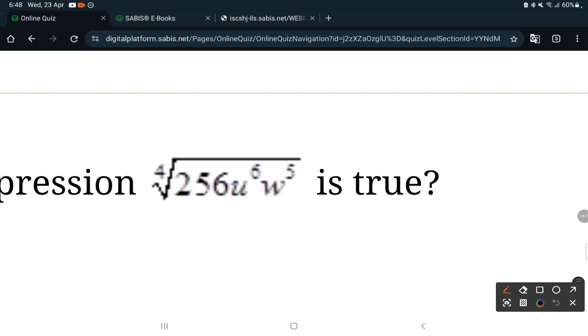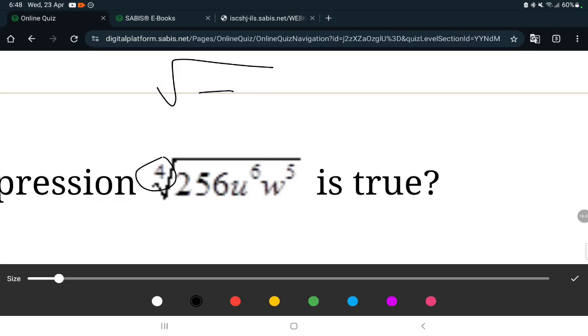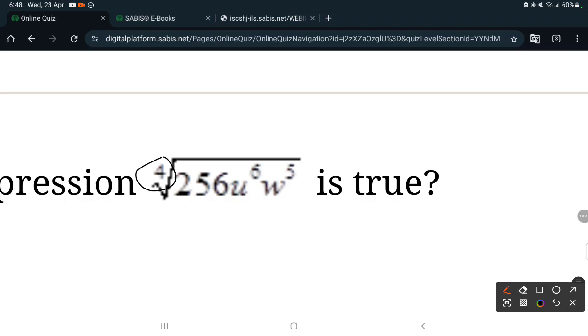So since it's an even index, it has to be non-negative. It's the same thing with radicals. You can't have a radical of negative 16, because, as we all know, a radical is just index 2. So this is the same thing. The index is 4, it is even.